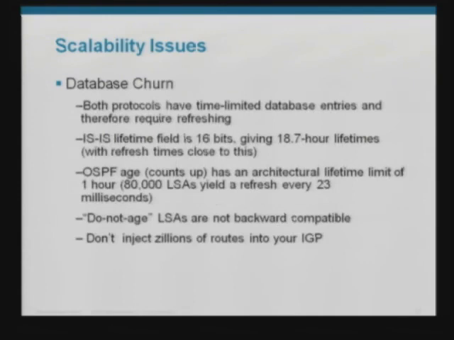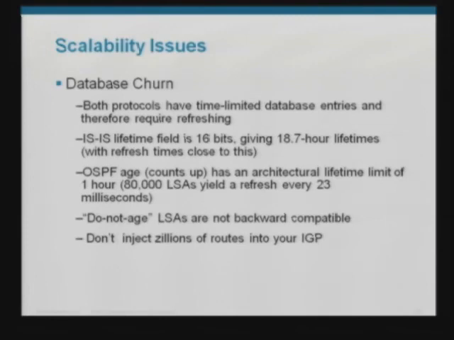The database churn: both protocols have time-limited database entries, which require a refresh after a certain period of time. ISIS starts at the highest value and counts backwards, and it has 16 bits for the aging, which gives about 18.7 hours of lifetime, which is pretty huge. OSPF goes in the opposite direction, starting at 0 and going up, and every 1800 seconds, about 30 minutes, it refreshes the LSA. If the LSA is not refreshed for 1 hour, 3600 seconds, it's removed from the database.